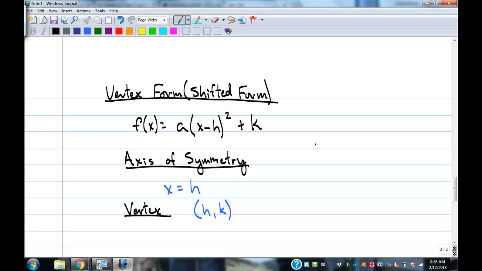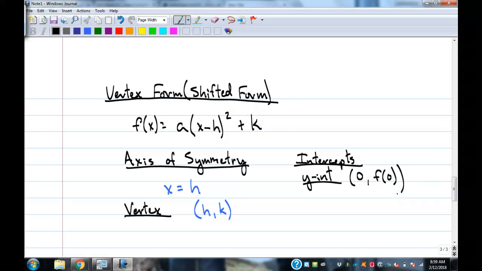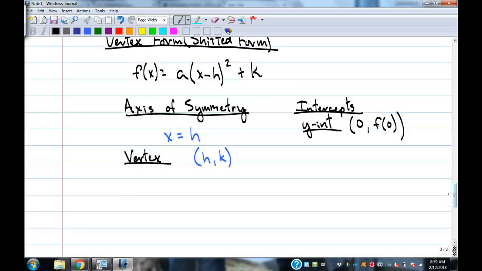All right. So intercepts, not quite as easy here. The y-intercept was super easy when it was in standard form because you just looked at the C and you got it. That's not the case here. You're going to have to plug in a 0 for x to get the y-intercept. You're just going to find f of 0. So the ordered pair would be 0, and then f of 0 would be the y value. So you just plug a 0 in for x and work that thing out, and you're going to get the y-intercept. So a little bit more work there for the y-intercept.